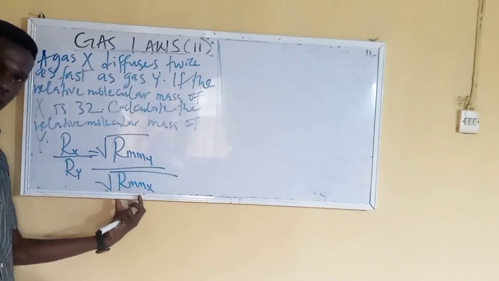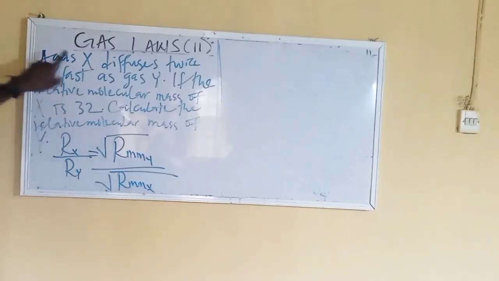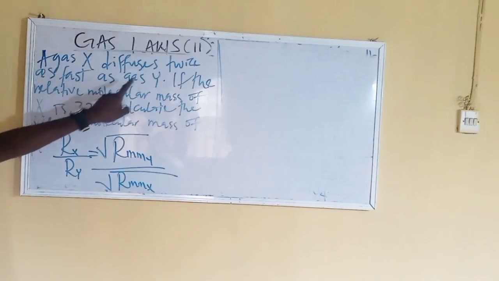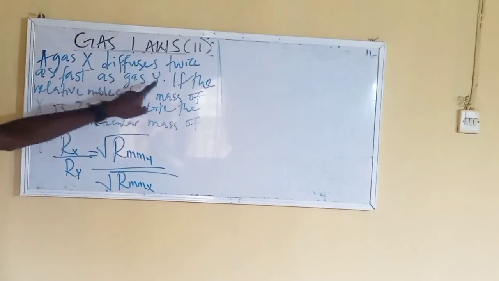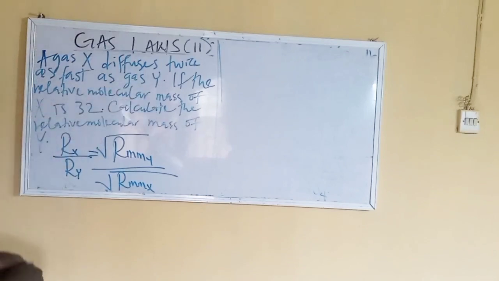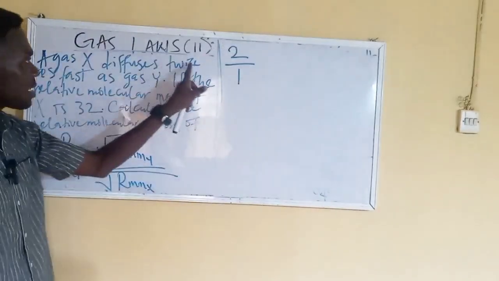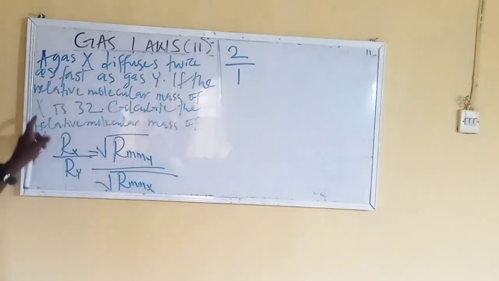So when you have this like this, you can now impute it in this formula. So it says a gas X diffuses twice as fast as gas Y. So this statement can be interpreted as 2 over 1. A gas X diffuses twice as that of Y.